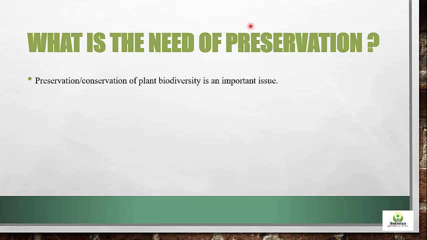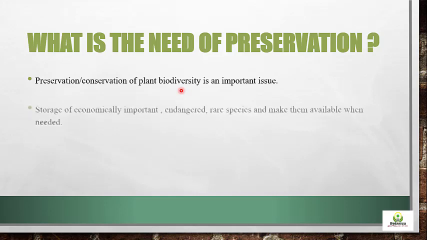So what is the need of preservation? As we have discussed in the previous slides, and I have given a detailed account of the preservation method and why we are going to preserve it, but here we have discussed it separately as well. So, preservation of plant biodiversity. As far as the plants are concerned, there are many species which are under threat. They are either extinct, endangered, or near extinction. So all those species need to be preserved or conserved as far as their genetic resources are concerned.